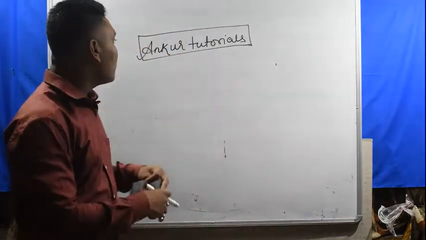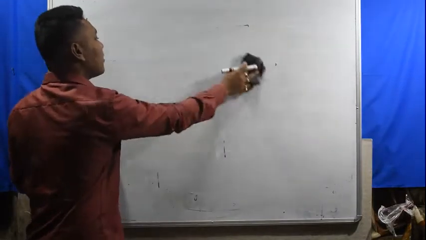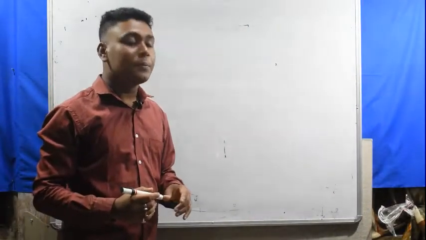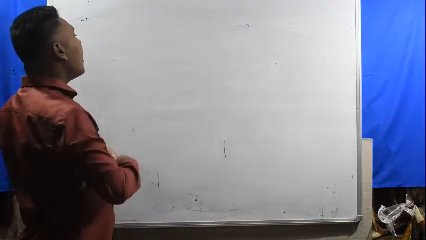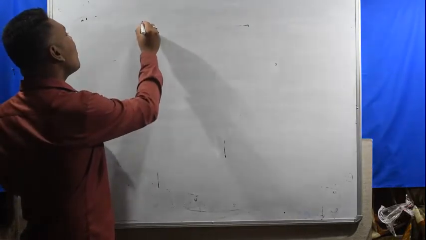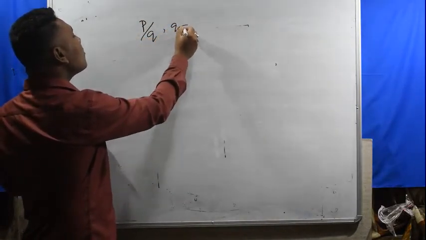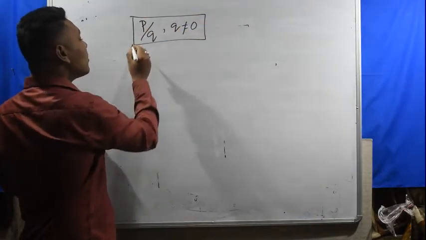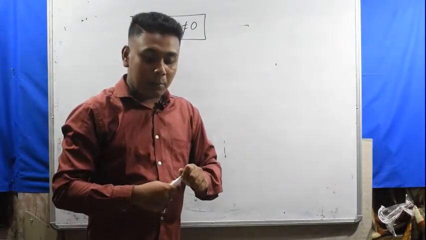Yesterday we started rational numbers for class 8 students. So let us today see the properties of rational numbers. What was a rational number? Any number that can be expressed in the form of p by q, where q is not equal to 0. This was the fundamental theory of rational numbers. Now let us see the properties of rational numbers.